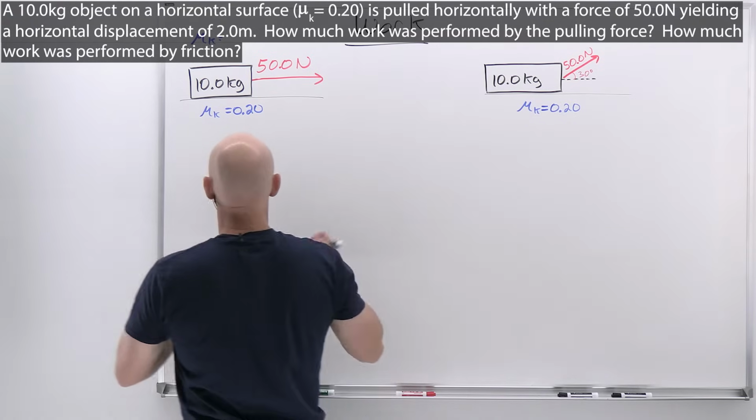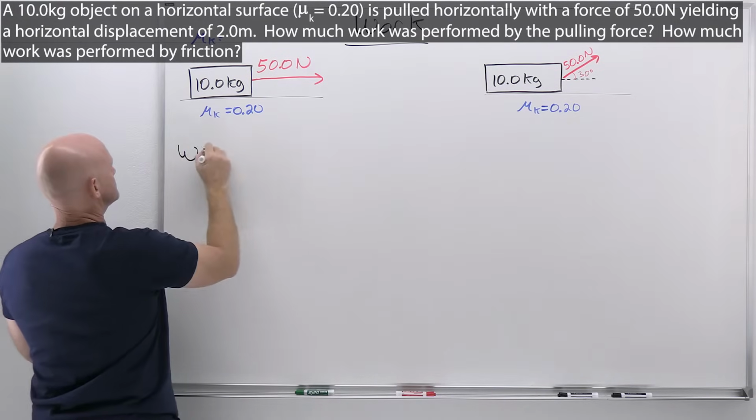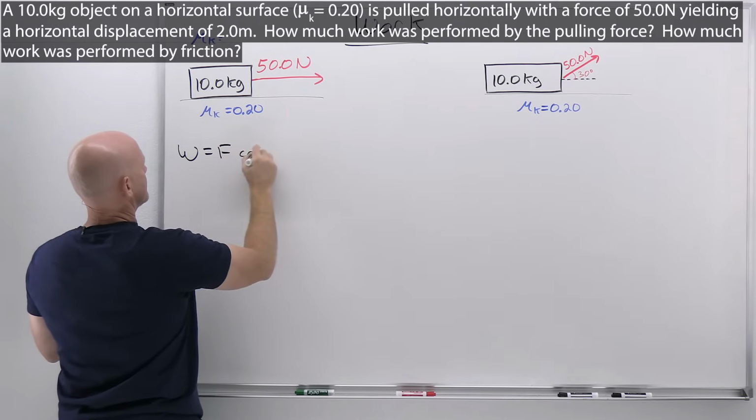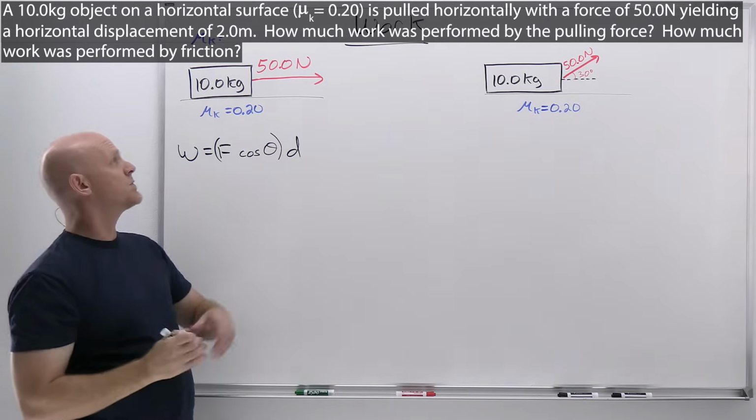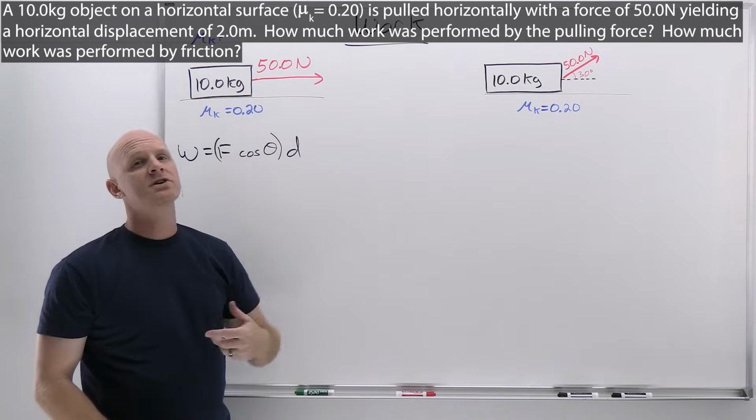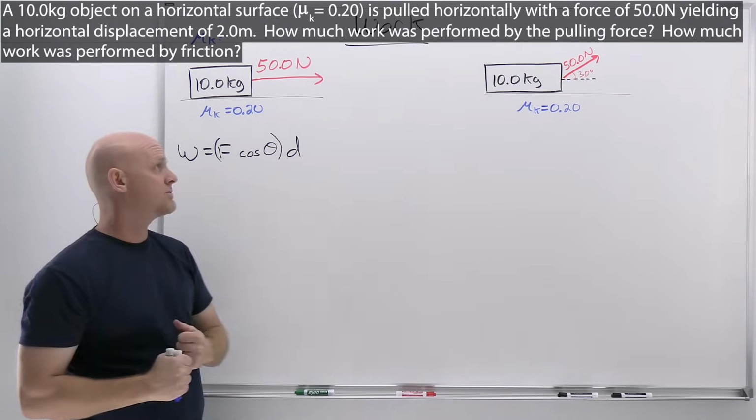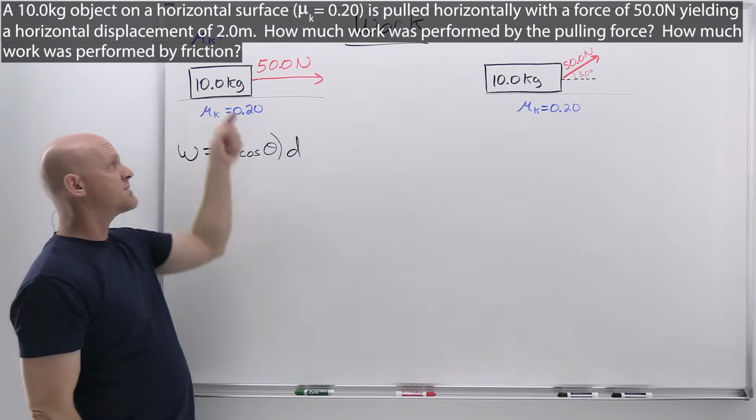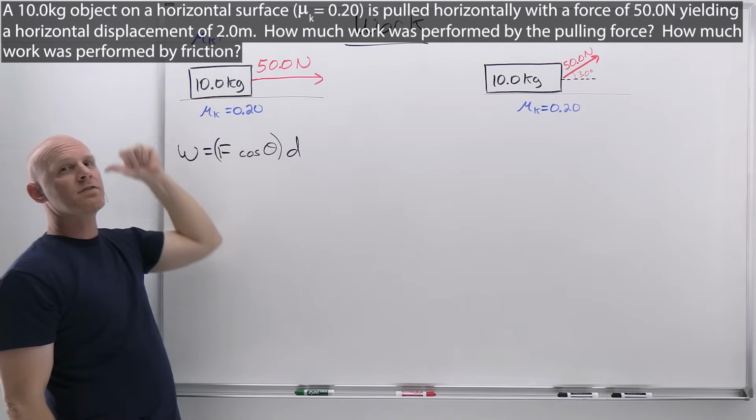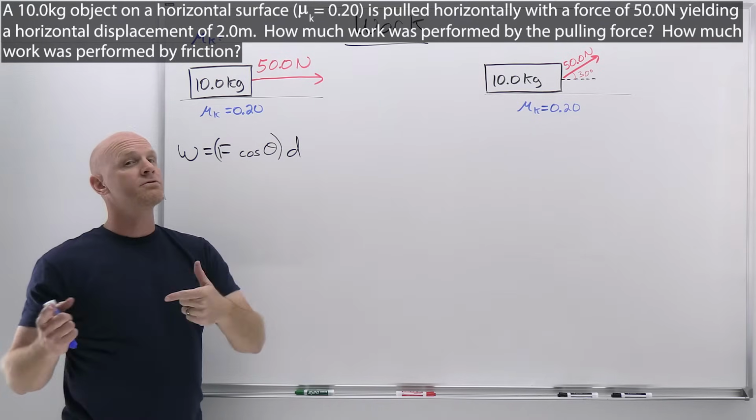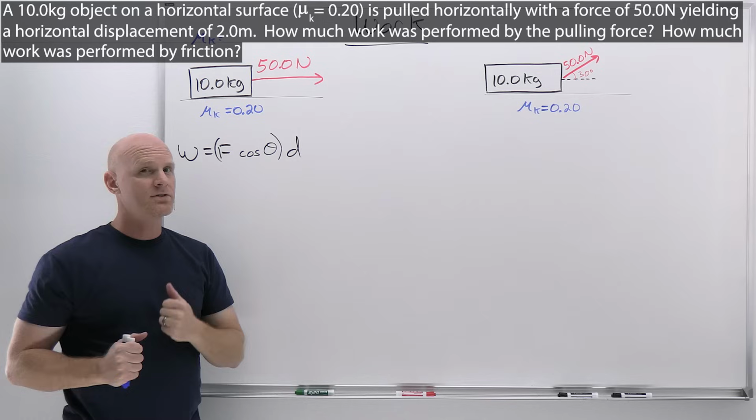All right, so we still know that work is F cosine theta times displacement. And if we look at the pulling force, it is pulling to the right, and there's going to be a displacement to the right. That should be positive work. On the other hand, friction always opposes the motion, and so friction is going to pull back the opposite direction, and so the work for friction should be negative instead.